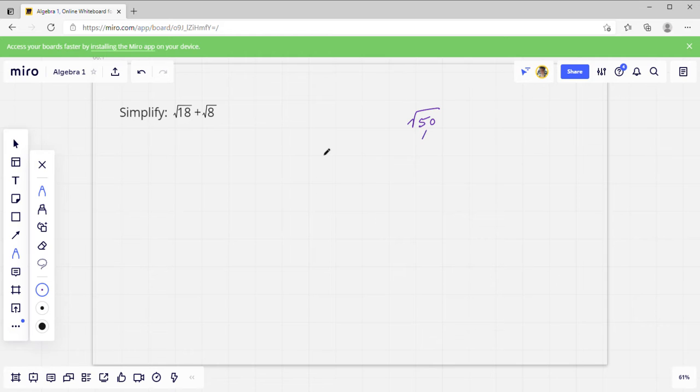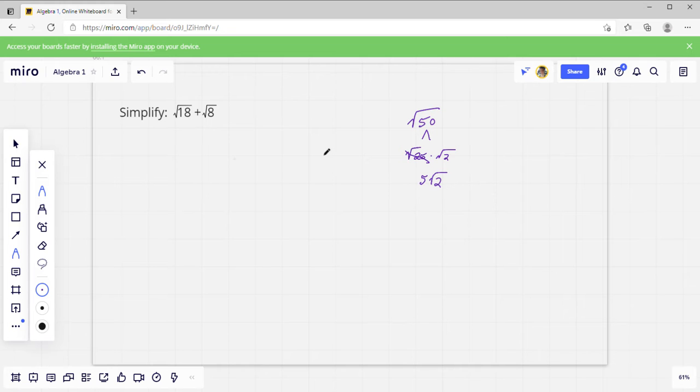So let's say that we had the square root of 50. We can break that down into the square root of 25 times the square root of 2. And the square root of 25, we know that is 5, because 5 times 5 is 25. So we can pull that out, and we can say that's 5 times the square root of 2.